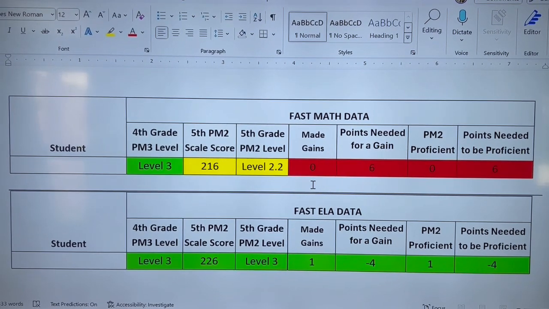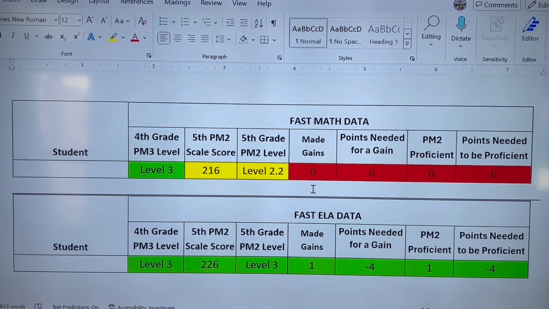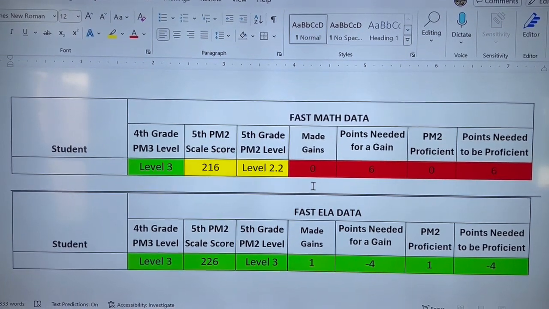If you have a 3rd grade chart, you will only have proficiency on there because 3rd graders did not take any tests in 2nd grade.